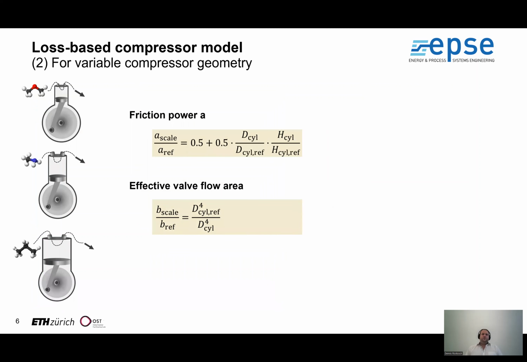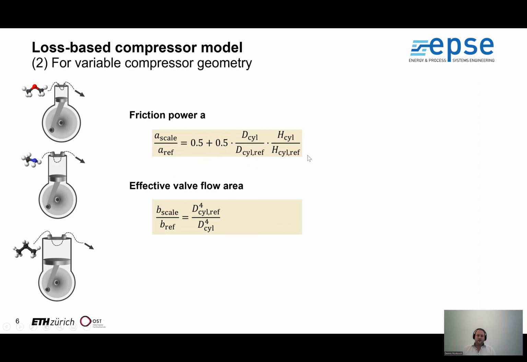To be able to apply the model also to compressors of different geometry, we additionally derived equations that describe how the fitting parameters change with geometry. And we figured out that mainly the friction and the flow loss parameters are geometry dependent, while the dependency can be described by this equation.